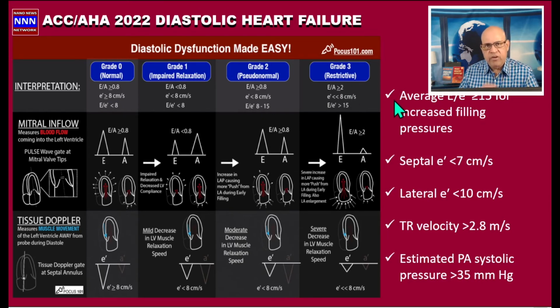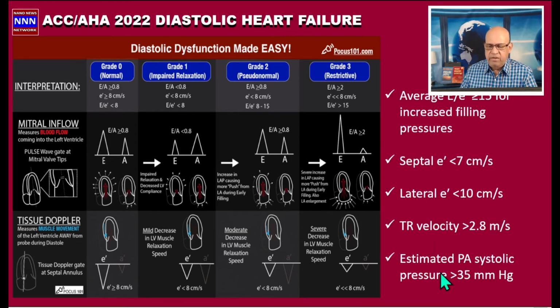So for diastolic dysfunction, here are some of the key points that we need to keep in mind. The average E to E prime ratio is greater than 15 with increased filling pressures. The septal E prime is less than 7 centimeters per second. The lateral E prime is going to be less than 10, and some people say it should be less than 8 centimeters per second. The tricuspid regurgitation velocity must be greater than 2.8 meters per second, and we should have an estimated PA pressure of greater than 35 millimeters of mercury.